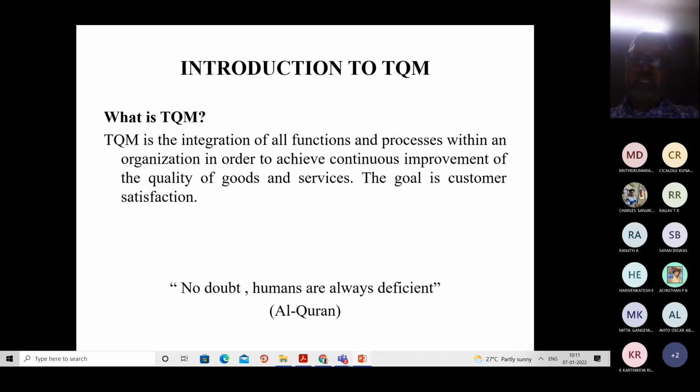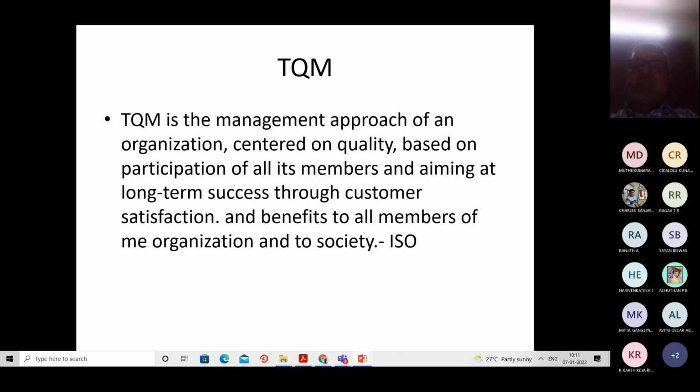But of course, this is a slide I have taken from somewhere. No doubt humans are always deficient. I think all of you will agree with that. We are all deficient. And that is the reason we have to make continuous improvement. So TQM is a management approach of an organization centered on quality, based on participation of all its members. That's very important. I'm going to share more in the next slide.